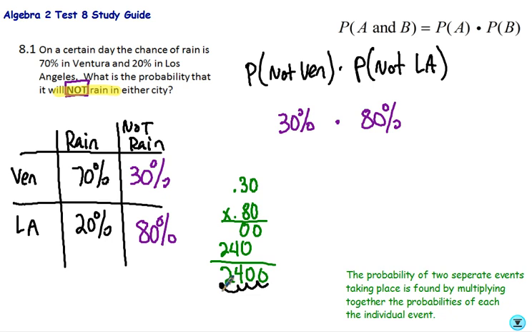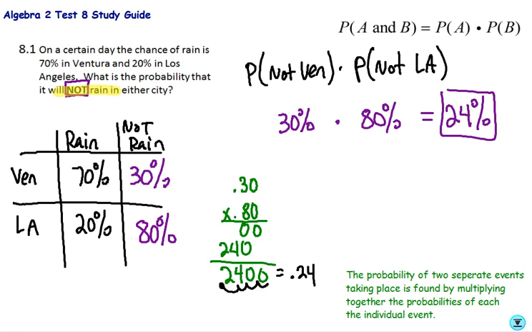So what you end up getting there is 0.24, which if you wanted to convert that back to a percent, you'd slide it over 2 spots and you'd get 24%. So a 24% chance that it will not rain in either city. All right, so go ahead and see what you can do with 8.2 and 8.3.